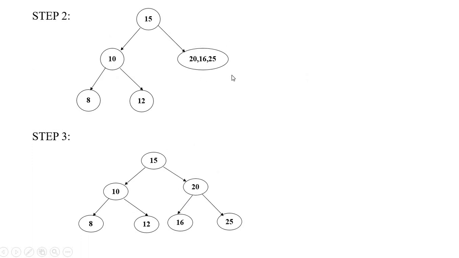And now, since it's a pre-order traversal, 20 will be our root, and we place 16 to its left and 25 to its right. This is how we frame a binary search tree from the post-order and pre-order traversals. And thank you for watching the video.